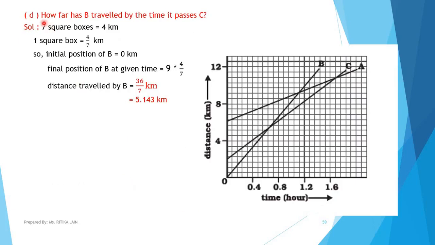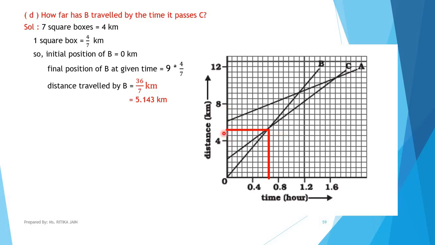Now, question number D. In this, you have to calculate how far has B travelled by the time it passes C. Means, in this, you have to calculate the distance travelled by object B when it passes or crosses C. Okay. So, again we will look for the intersection point. We have two objects B and C, and this is the intersection point of these two objects. Similarly, from this intersection point, we will draw a parallel line which will touch the distance axis at this point.